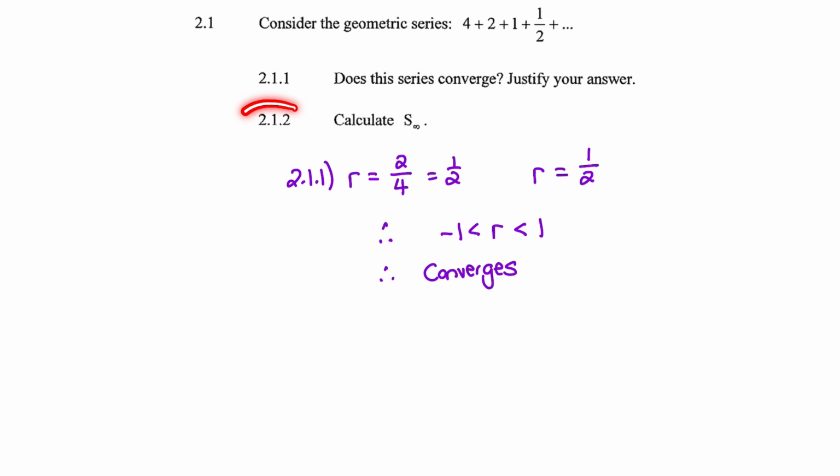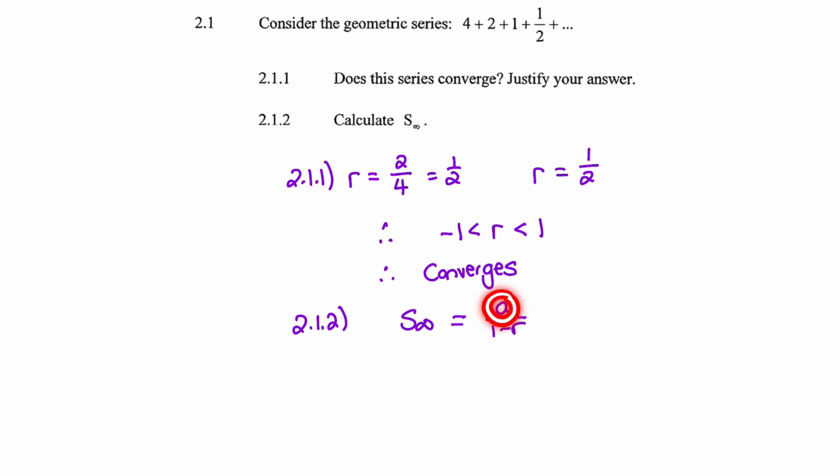The second question says, calculate the sum to infinity. So in order for us to have the sum to infinity, the series actually needs to converge. That is one of the prerequisites of the sum to infinity. But to answer the second question, we say the sum to infinity is equal to a over 1 minus r. And you can find this formula on your formula sheet.